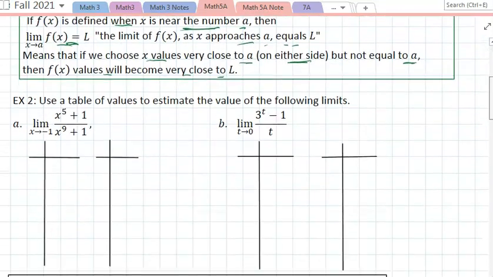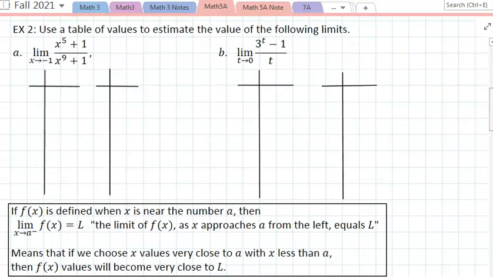Okay, that was one problem. Let's do another one. Use a table of values to estimate the value of the following limits. Here, I'm trying to figure out, again, how do you find the limit? You pick values from the left and from the right. If they match, you say that's what the limit is. If they don't match, the limit doesn't exist. So I'm looking at x to the 5th plus 1 over x to the 9th plus 1.